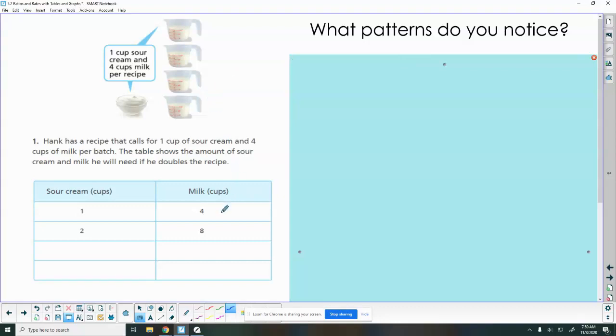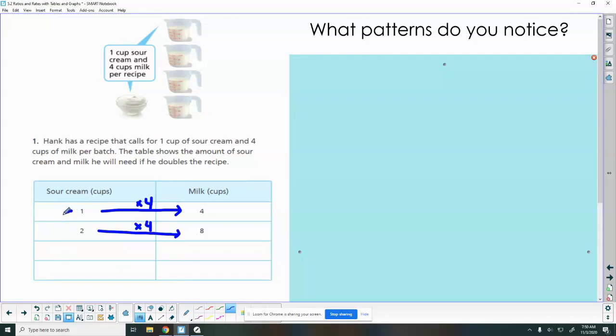So before we go on and answer these questions, I have a few questions first for you. First, I want you to see what kind of patterns you notice. Go ahead and pause the video and look for any patterns in this chart here. I noticed that to get from 1 to 4, I had to times by 4. And I did the same thing here. 2 times 4 is 8. So that's one pattern I noticed, going across.